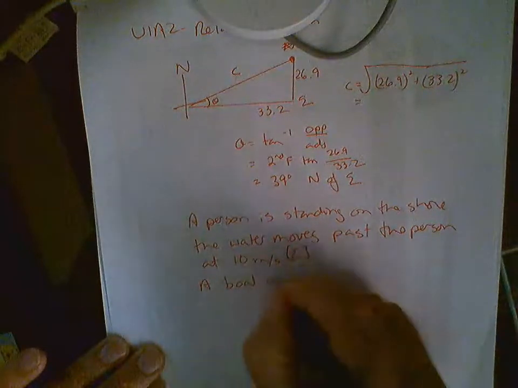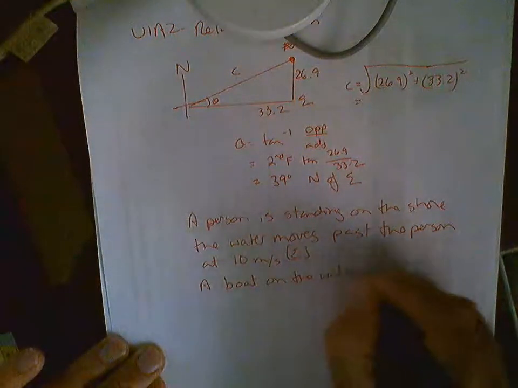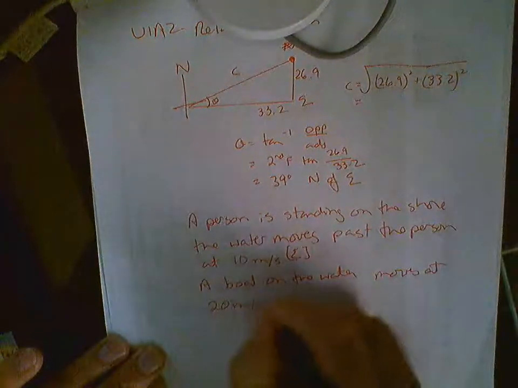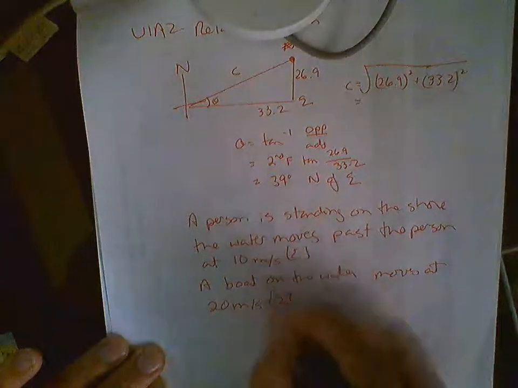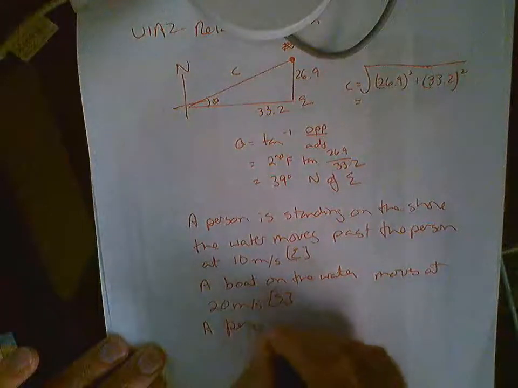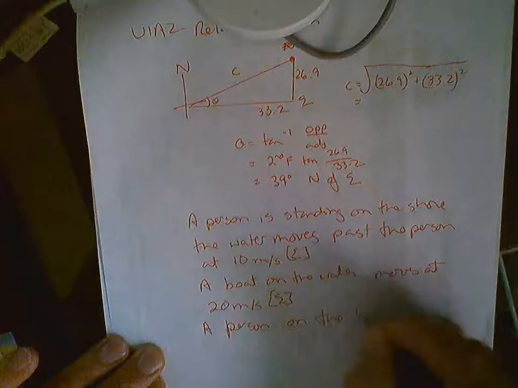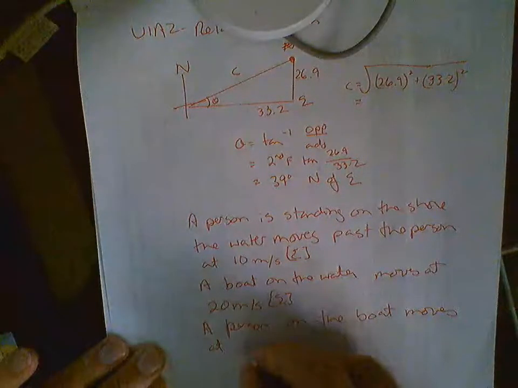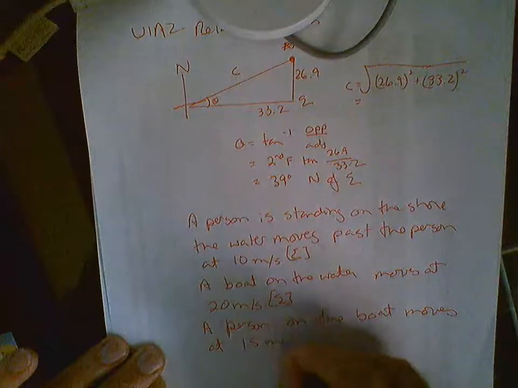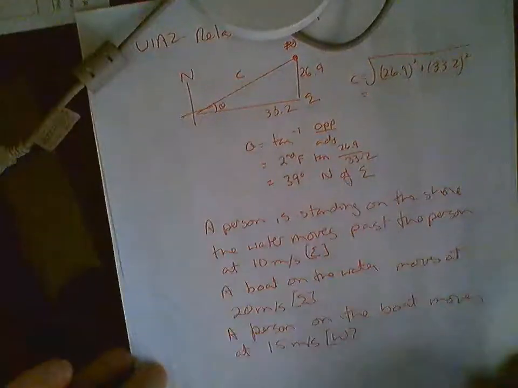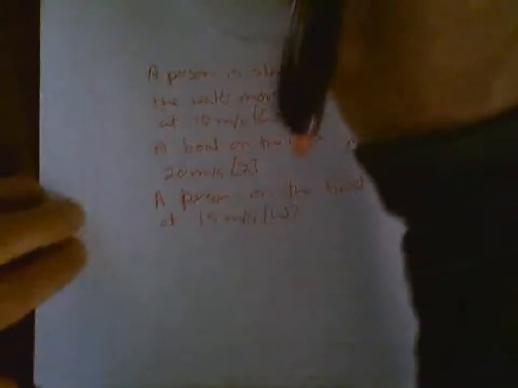A boat on the water moves at 20 meters per second east. A person on the boat moves at 15 meters per second west. So the question is, how fast is the person on the boat moving?